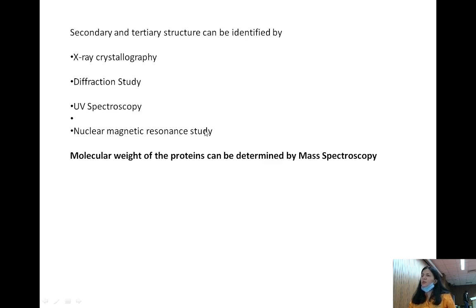Okay, and if you want to identify the molecular weight of the protein, this is done by a technique known as mass spectroscopy. Please write it down. The molecular weight of the protein can be determined by using mass spectroscopy. The secondary or tertiary structure of the proteins can be identified by using X-ray crystallography and other techniques.